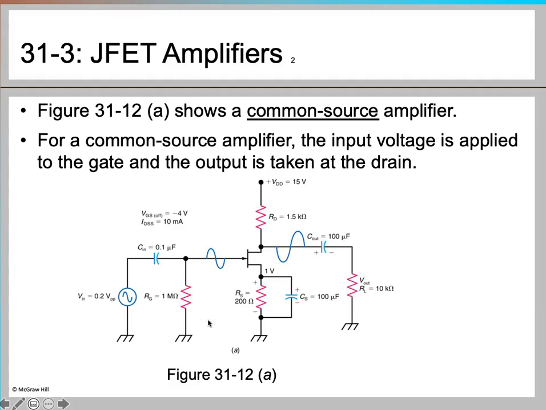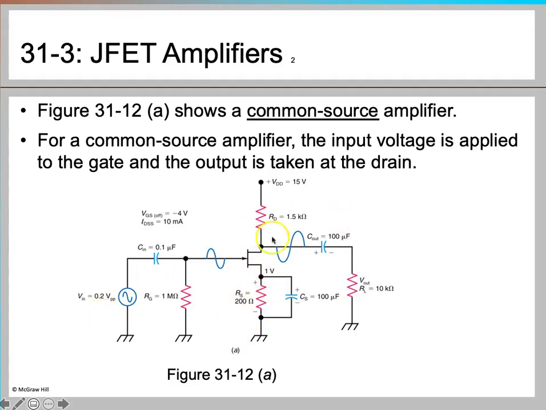This is the first type of JFET amplifier, the common source amplifier. As its name says, common source: the source of the JFET is going to be common with respect to the two other terminals, the gate and the drain. In this type of configuration, the input is applied at the gate side and the output is taken from the drain side, and the source is common.